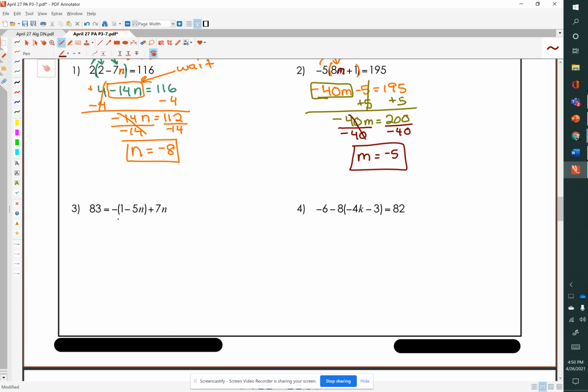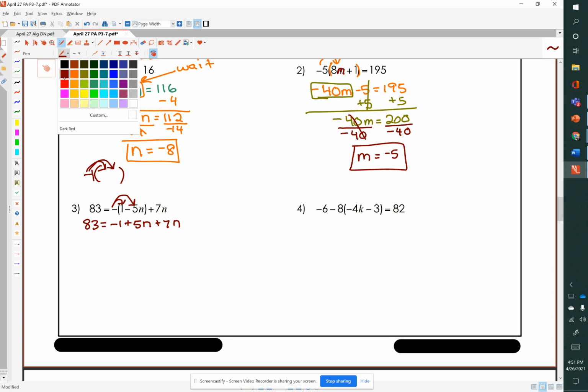So now this is a little bit tricky. We're going to have to combine like terms after we distribute. But when we have a negative 1 outside of a parentheses and we distribute, that negative is really a negative 1. So all it does is it changes the sign of anything inside the parentheses. So this is going to be 83 equals negative 1 times, negative 1 times negative 5n is positive 5n plus 7n. Now we can combine like terms because we have 5n plus 7n.